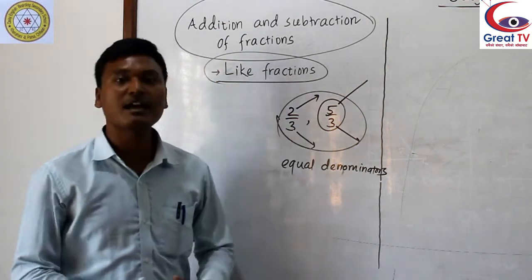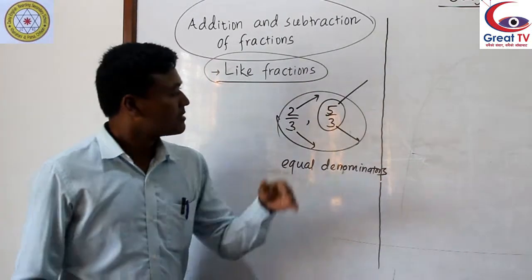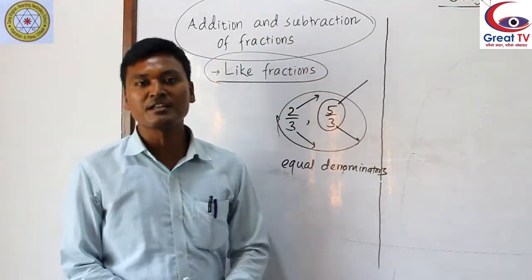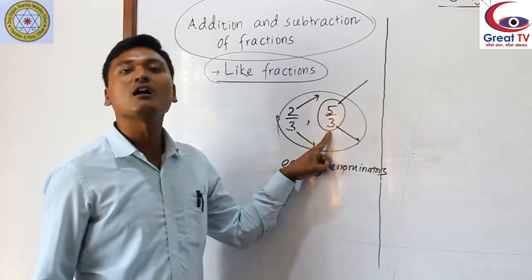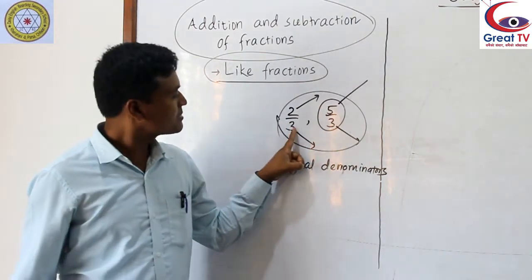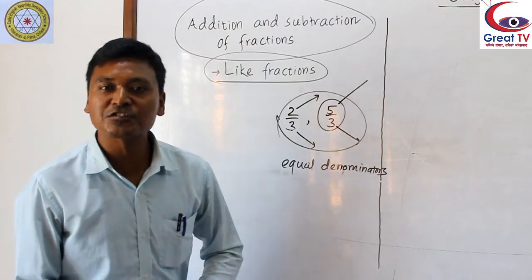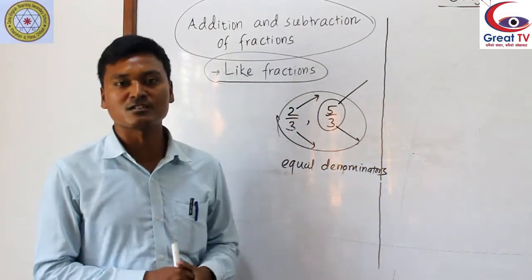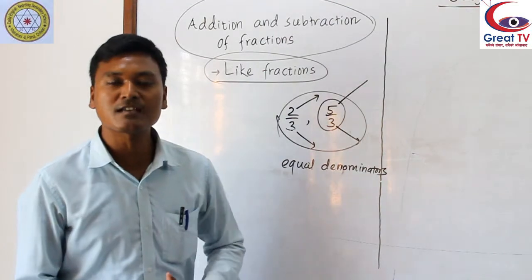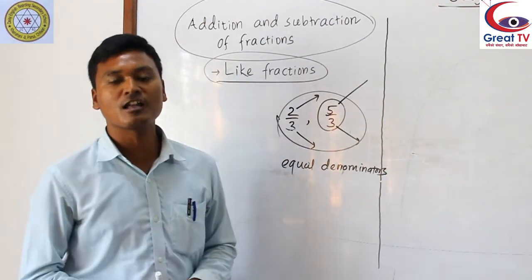These two fractions have equal denominators. It's a very simple idea. Just check the denominators. Check the denominators only. If the denominators are the same, they are like fractions. If the denominators are different, they are unlike fractions.